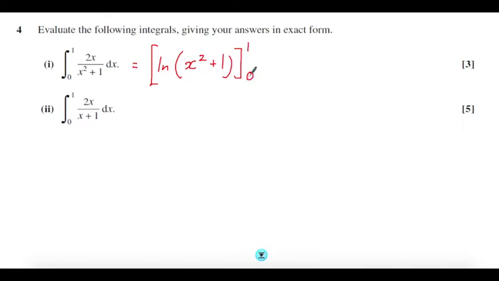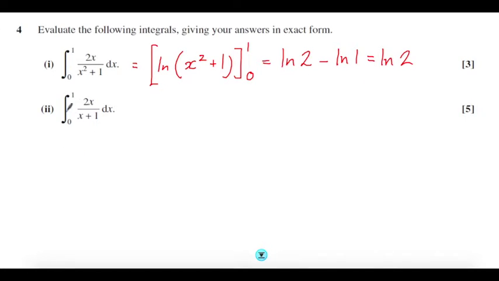Now I should put modulus signs here when I'm integrating, but because I know x squared plus 1 is always positive, because x squared is always at least 0 and I'm adding 1, I'm not going to bother. So this is going to be ln of 1 squared plus 1, which is ln 2, minus ln of 0 squared plus 1, which is ln 1, which is 0. So the final answer is ln 2.